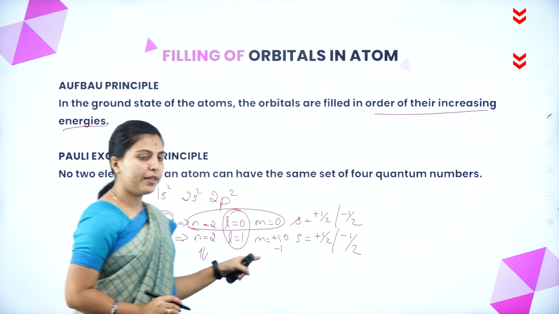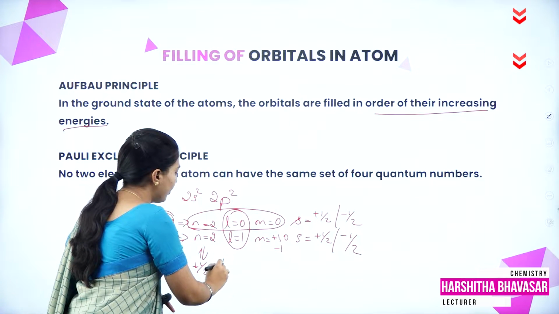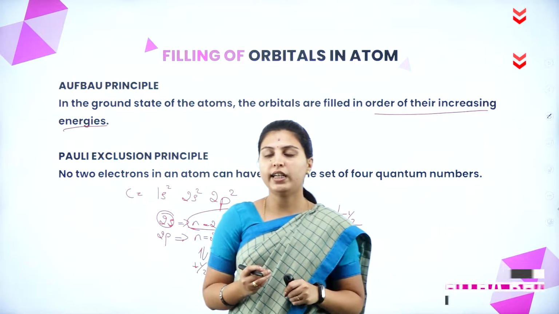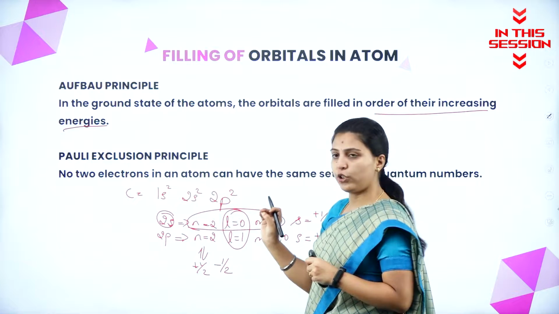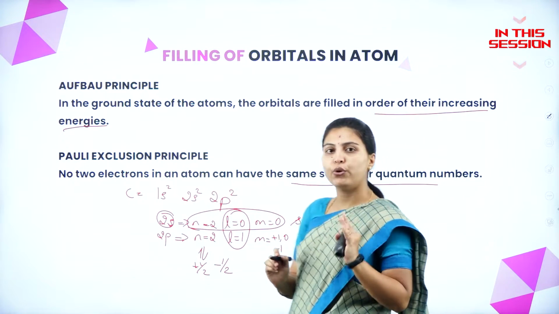Spin quantum number, one will be plus half and another will be minus half. By that, we can conclude that no two electrons in an atom can have the same set of 4 quantum numbers.